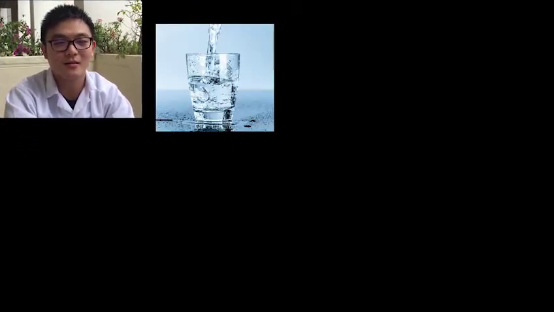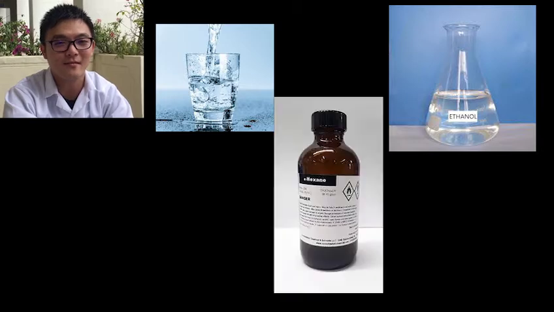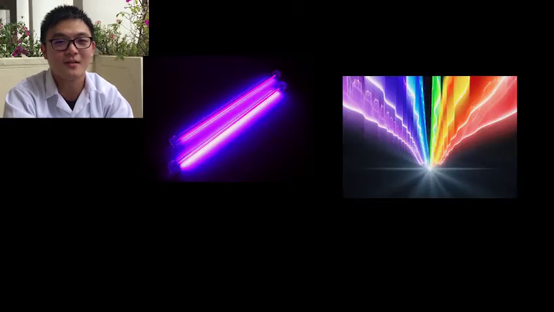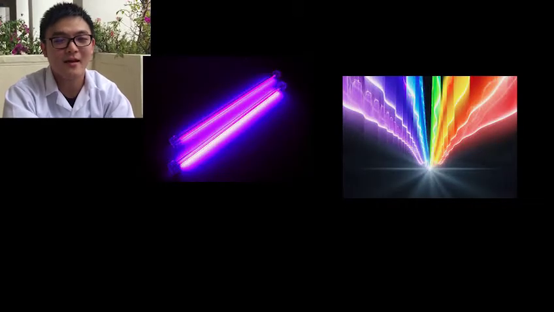The analyte must have several properties to make sure it is suitable to be analyzed. First, the analyte must be able to dissolve in a solvent like water, ethanol, or hexane to form a solution. Second, the analyte must be able to absorb UV or visible light and not have any photochemical reaction at the wavelength range of interest, which is around 180 to 800 nanometers.